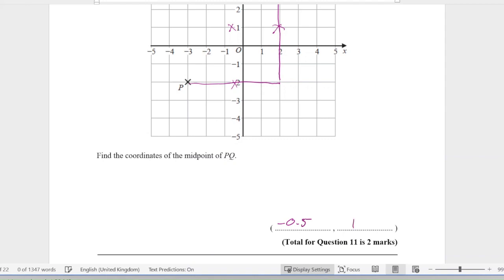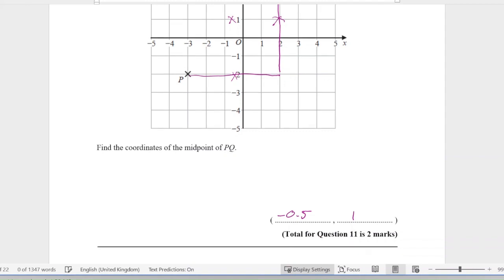So I've done that by inspection. You could have done it by finding the actual values, subtracting them and dividing by 2, or adding them and dividing by 2. But I think by inspection is probably easier for that one.